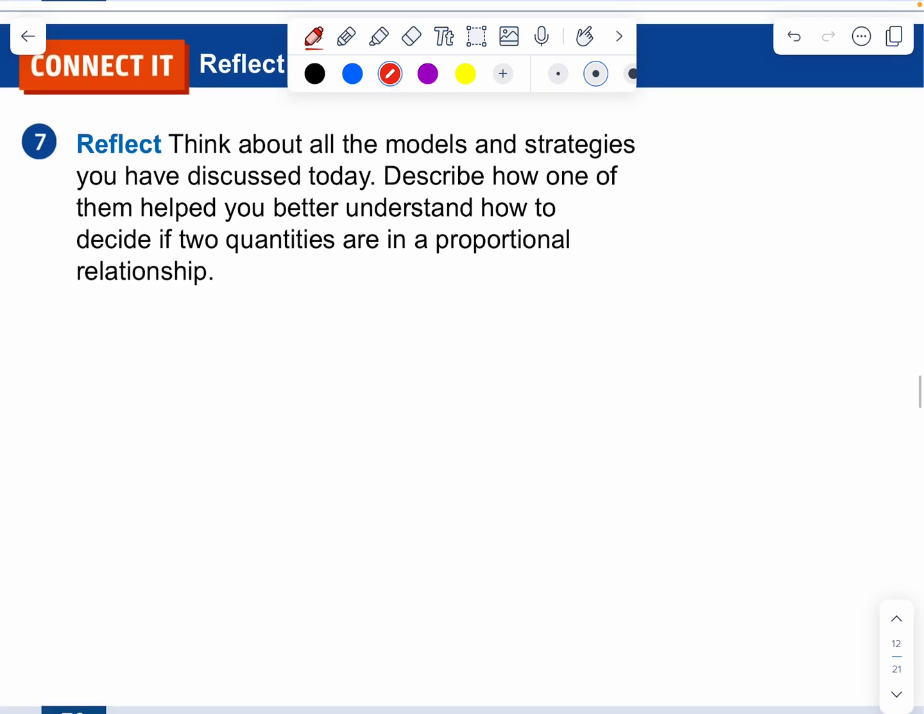So now you can think about all the models and strategies that we've discussed today. Describe how one of them helped you better understand how to decide if two quantities are in a proportional relationship. We've used graphs, we've used tables, we've also used equations. You can think about all of those strategies.